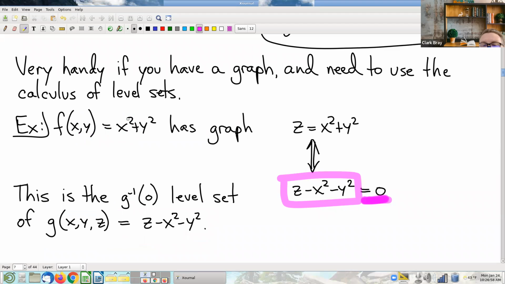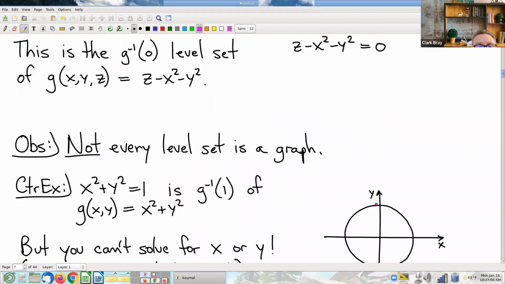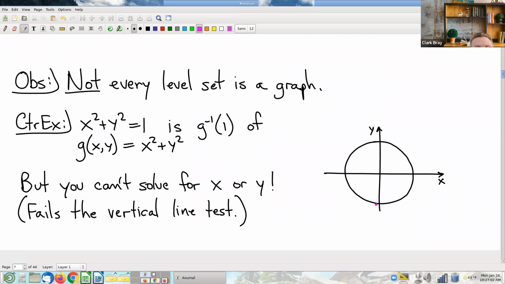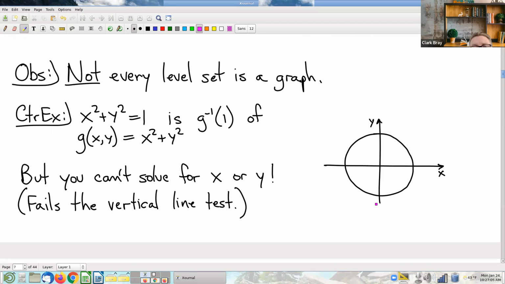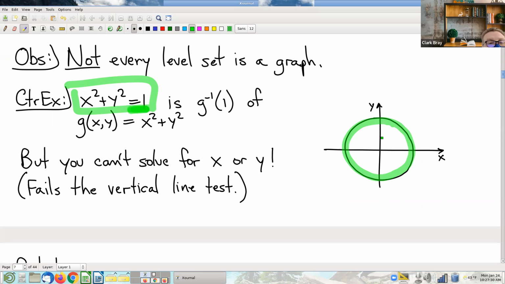All righty. Sadly, it doesn't go the other way. It'd be nice if every time we had a level set, we could say, hey, it's a graph of this other function. It just doesn't work. Easy counterexample here. Look at this. This is clearly a level set right there, right? X squared plus Y squared equals 1. That's a level set of this G function. There's the curve, right? No tricky algebra there, very familiar. And yet this is not a graph of anything.